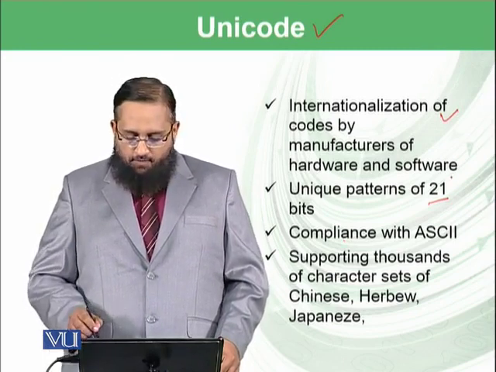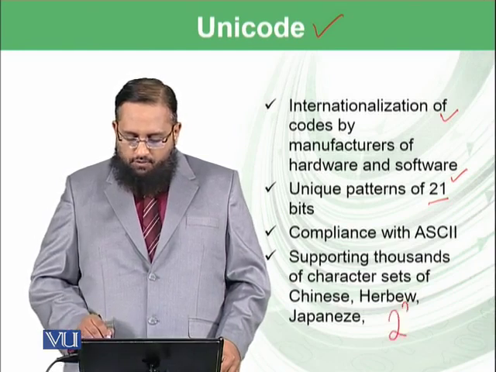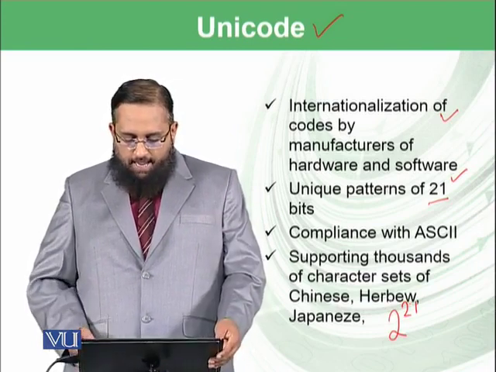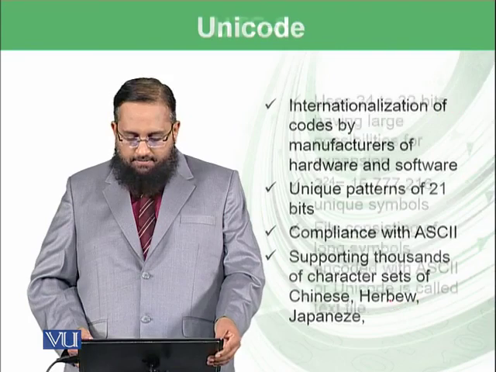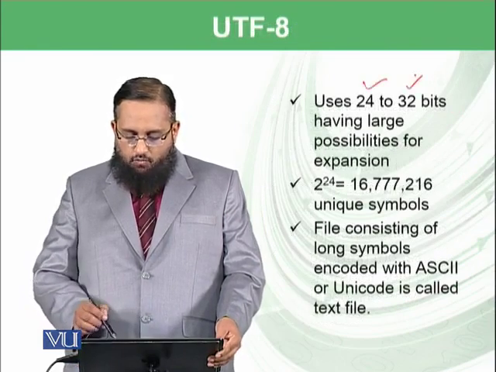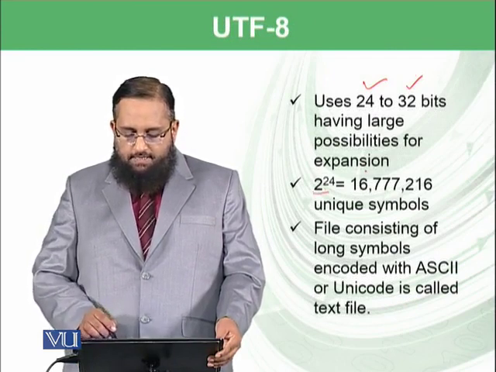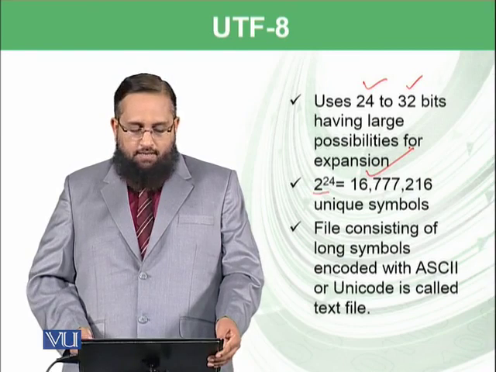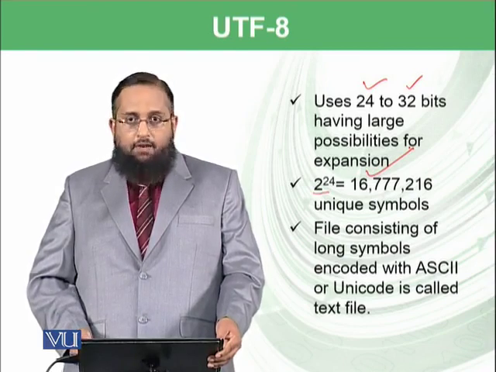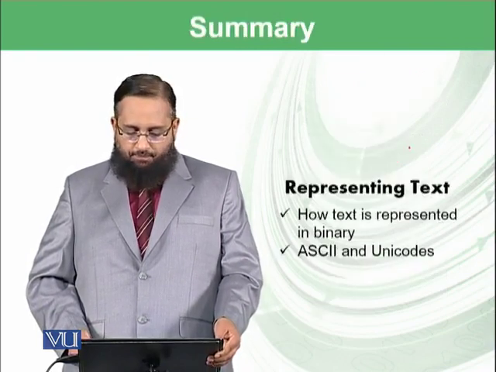With 21 bits, it now has a large space of 2 raised to power 21 symbols to represent all of the Chinese, Hebrew, Japanese and other languages. UTF-8 has 24 or 32 bits. If we only take 24 bits, it can represent 16 million unique symbols. A file consisting of long sequences of symbols encoded with ASCII or Unicode is normally called a text file.